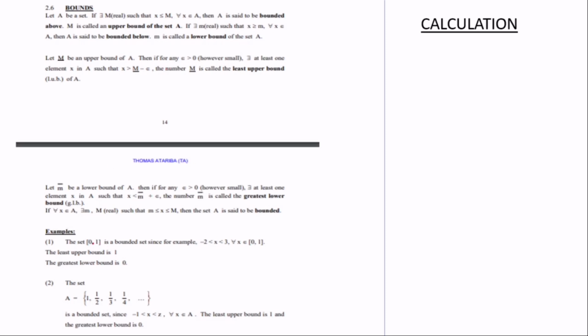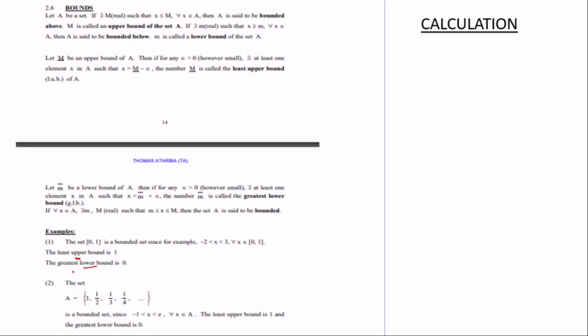Now let's take this question. They say that the set, a closed set, that is 0 to 1, is bounded. They're talking about the least upper bound and the greatest lower bound. Look at the upper and the lower. The least upper bound is 1. It is the least upper because it is part of the set. After 1, you have 2, which is greater than 1. So it's the least, 1.